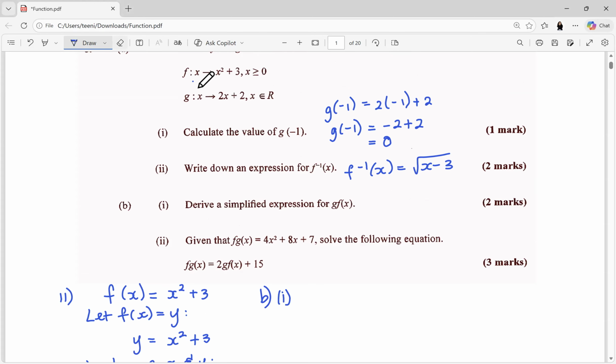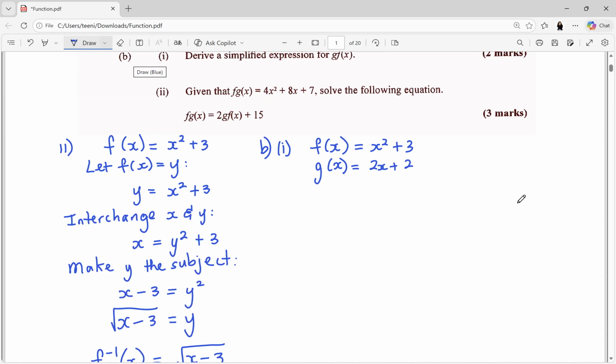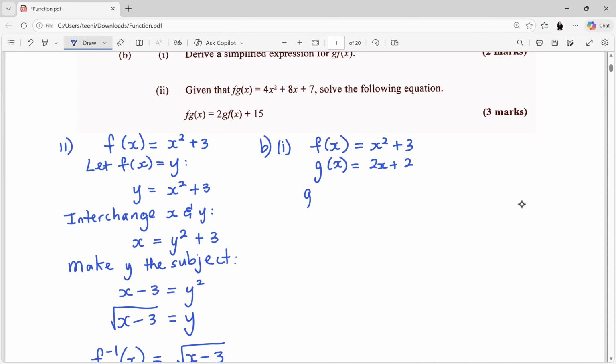What is g of f of x? Let me just write over the functions here so we could see it. So, you had to put f into g. That's right. So g of f of x is finding g of x squared plus 3.